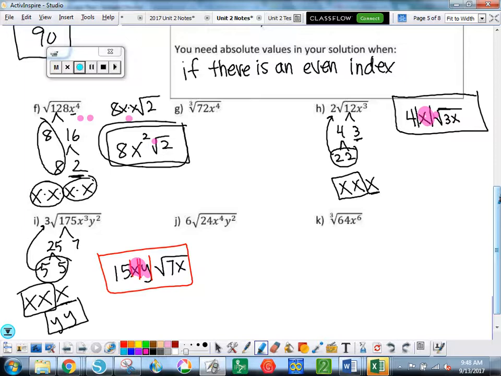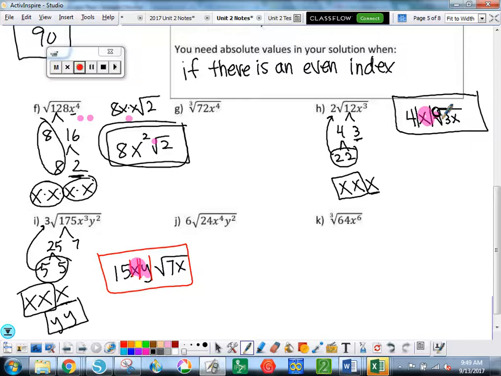Wait, I just have a question. So by even index, you just mean an even number as the index, right? Yeah. So this number right here. That could be a 4, that could be a 6, but if it's an even index, then I have to worry about absolute values. So if it was cubed? If it was cubed, yeah, on this one we don't care about them at all.